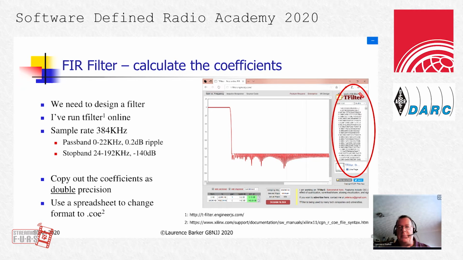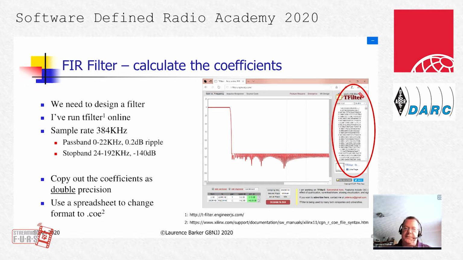Before we start the FPGA part of the design process, we're going to need an FIR filter, and we've got to calculate its coefficients. And the Xilinx tools don't help me with that. I found a filter design program called T-filter online. I'm after a filter that's got a sample rate of 384 kilohertz and a pass band covering just 0 to 22 kilohertz with a small amount of ripple. And the stop band from 24 to 192 kilohertz, I want to be down at minus 140 dB.